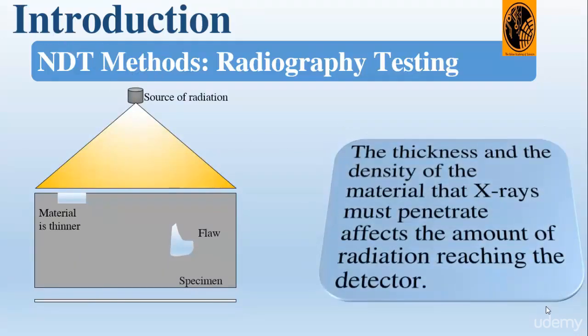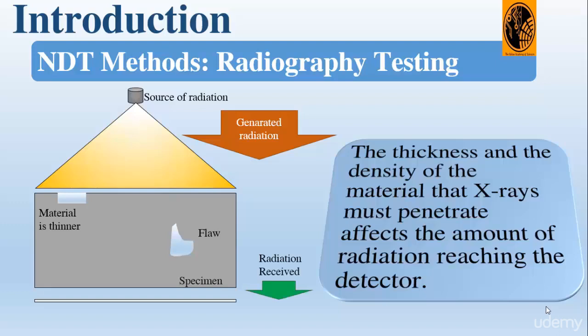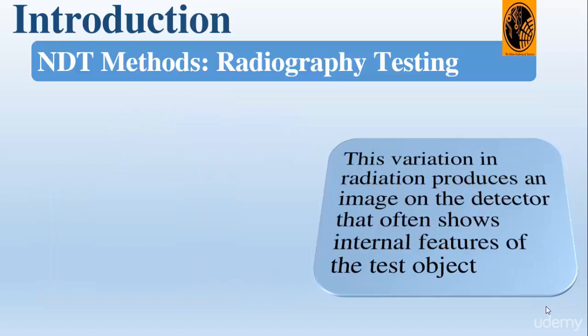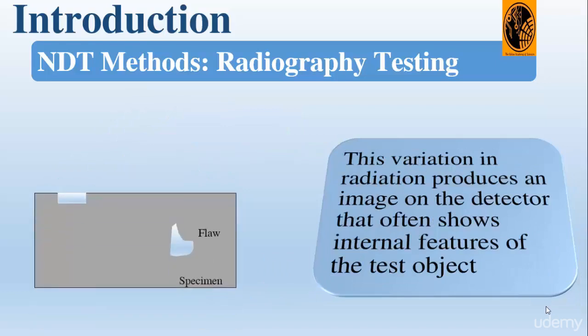The thickness and the density of the material that X-rays must penetrate affect the amount of radiation reaching the detector. So we have the generated radiation, which comes from the source of radiation, and we have a small amount received by the detector. This variation in radiation produces an image on the detector that often shows internal features of the test object.